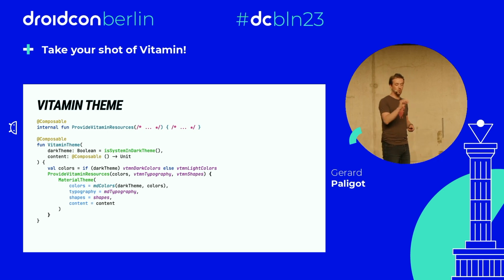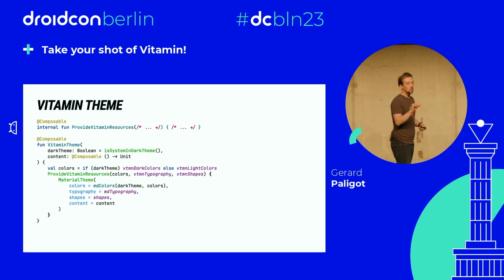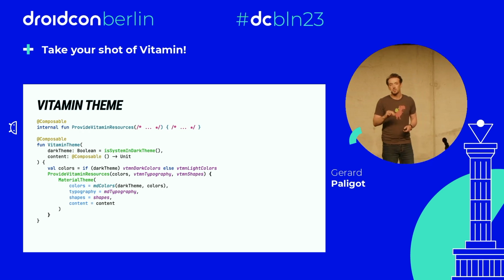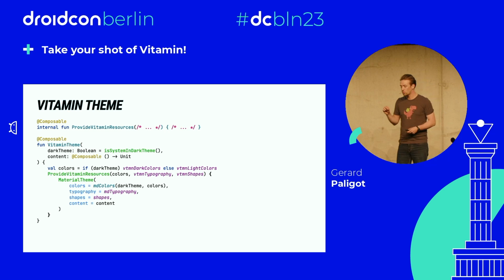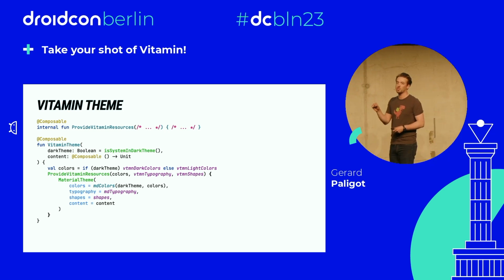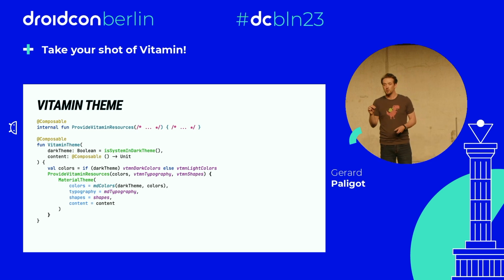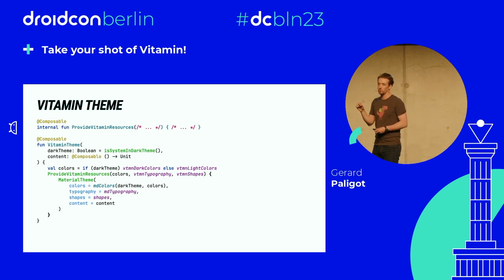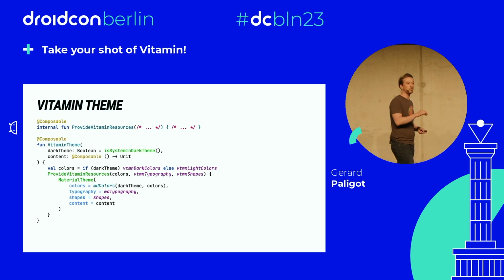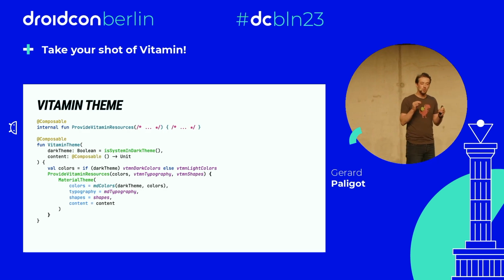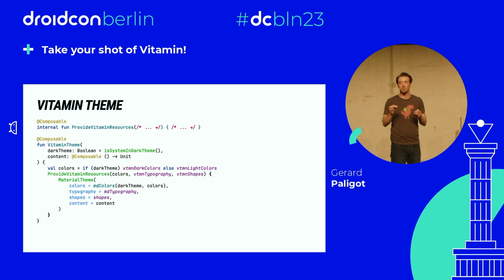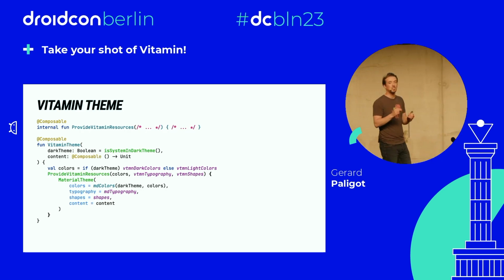And you can see the call to this internal composable, but you can see also the call to the MaterialTheme composable. What does it mean? Well, if you want to use Material Design inside VitaminTheme, we provide a mapping between Vitamin and Material. So if Vitamin doesn't cover the component yet, you can still use Material components inside the Vitamin theme. So you should not see Vitamin as a competitor of Material Design, but more like an extension.